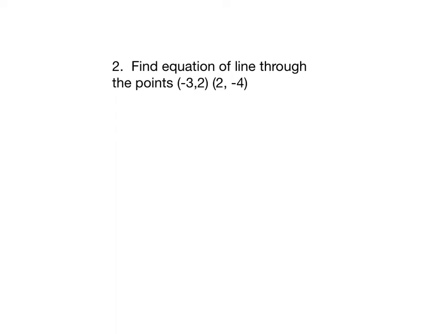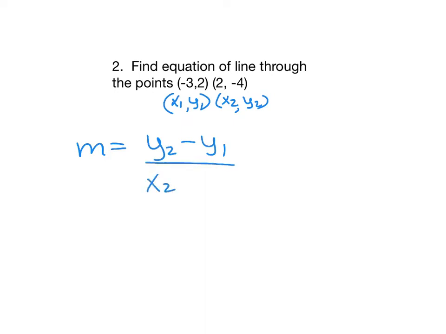So I first need to calculate the slope. It doesn't matter which one you label as x1, y1 and x2, y2, just pick it. So I'm going to say this one is x1, y1, and this is my x2, y2. I'm going to plug it into the slope formula: y2 minus y1 over x2 minus x1. So let's plug it in. If I do y2, it's -4 minus 2 over 2 minus -3.